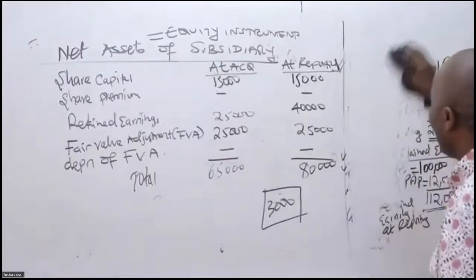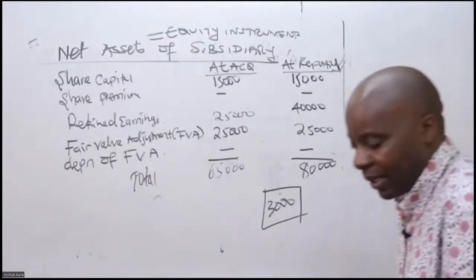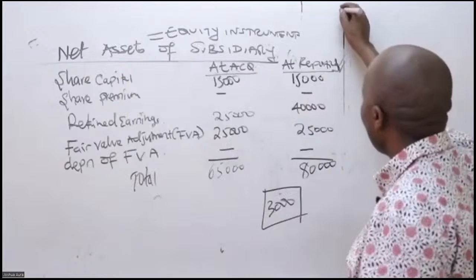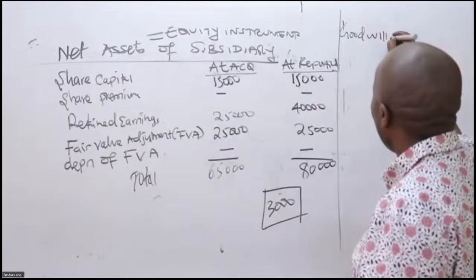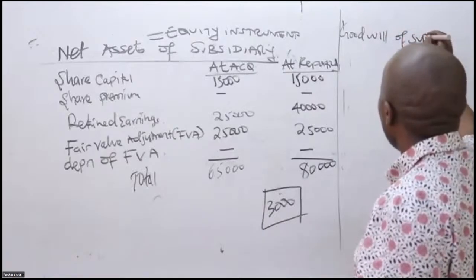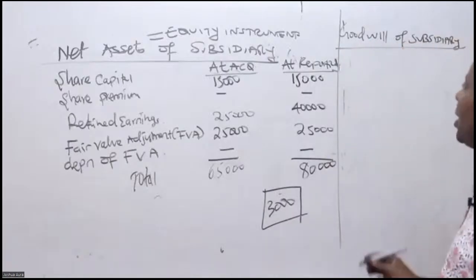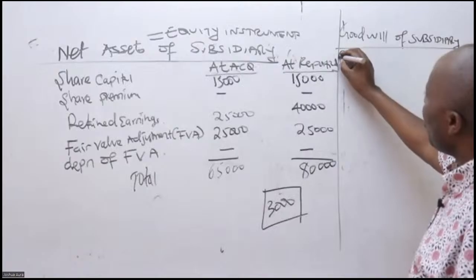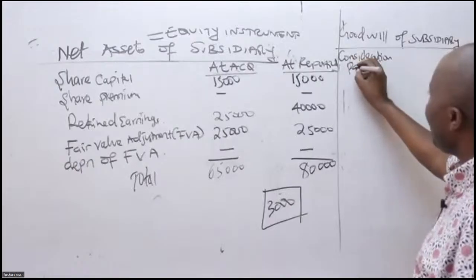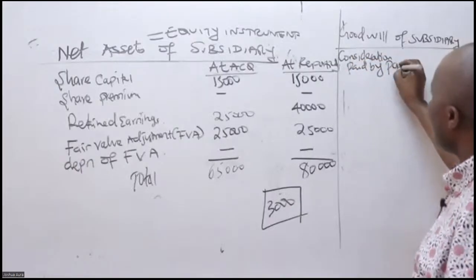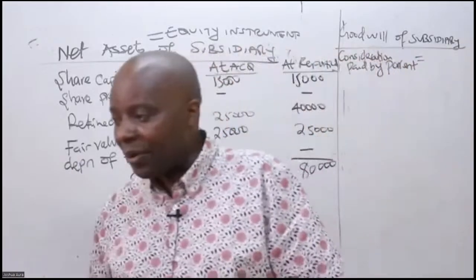Goodwill calculation. Come and give us the last step before you consolidate. Calculate goodwill of subsidiary. For goodwill of subsidiary, you start with the consideration paid by the parent. Is there anybody who is able to give me this figure? The consideration that was paid by the parent.